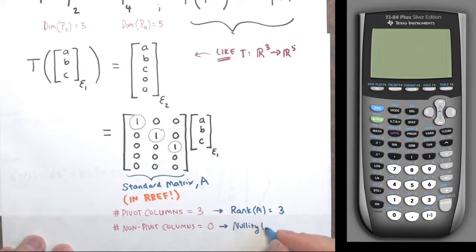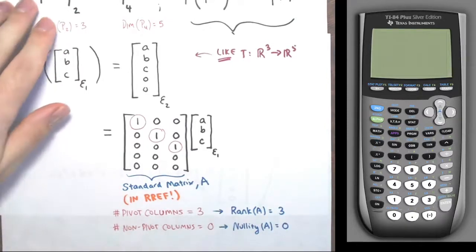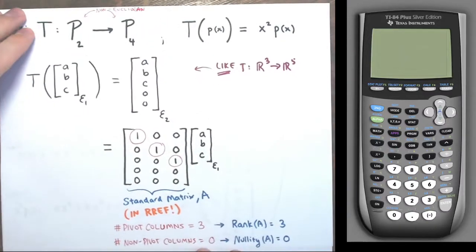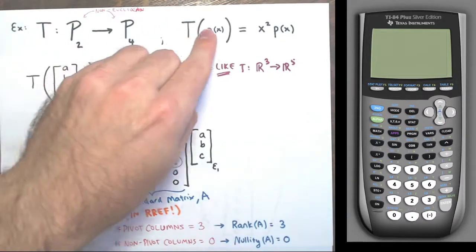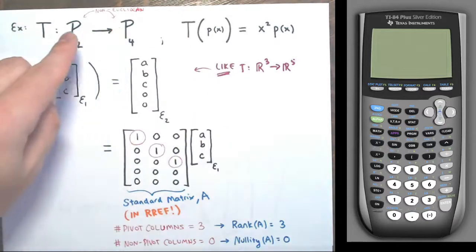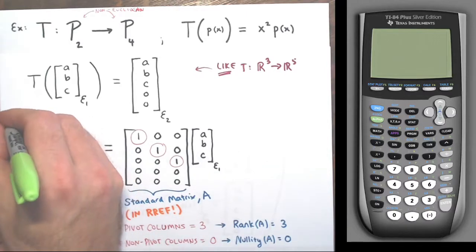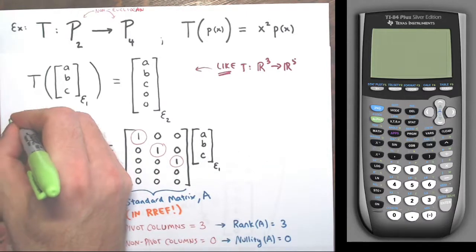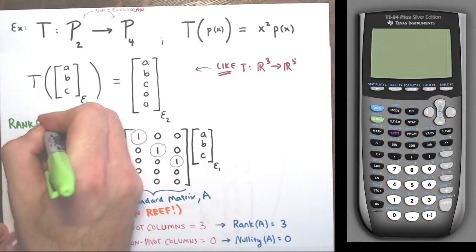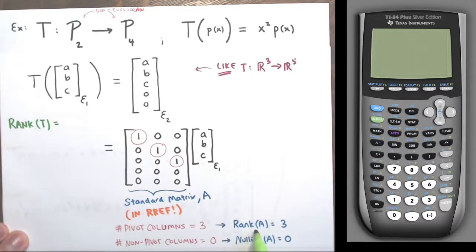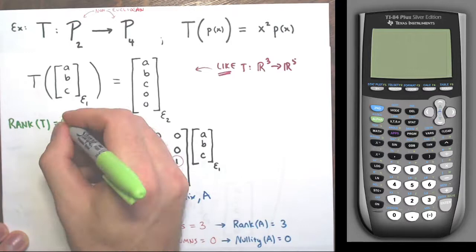Right, the nullity of our matrix is 0. And then I go back and now I can say all sorts of stuff about transformation T. So this transformation up here that I started with from P2 to P4 has a rank. The rank of this transformation, again, is just the rank of the standard matrix, 3.